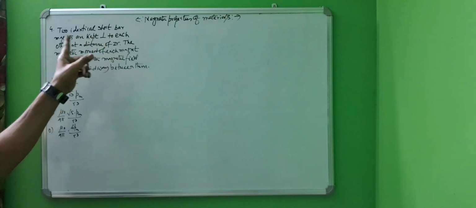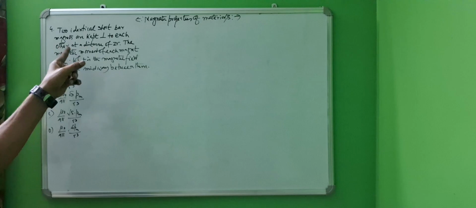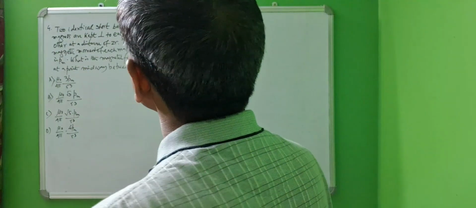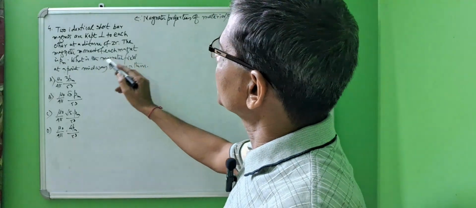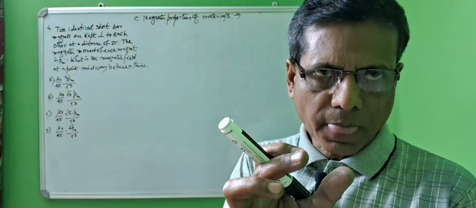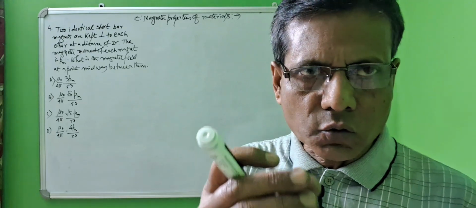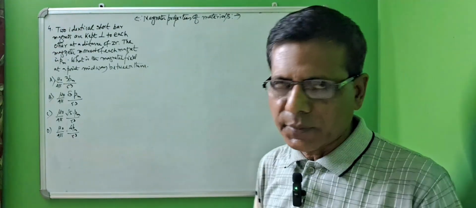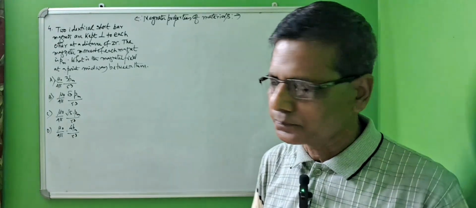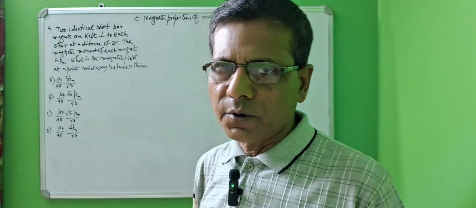Two identical short bar magnets are kept perpendicular to each other at a distance of twice r. The magnetic moment of each magnet is Pm. Two identical short bar magnets, identical in every way. What is the magnetic field at a point midway between them?